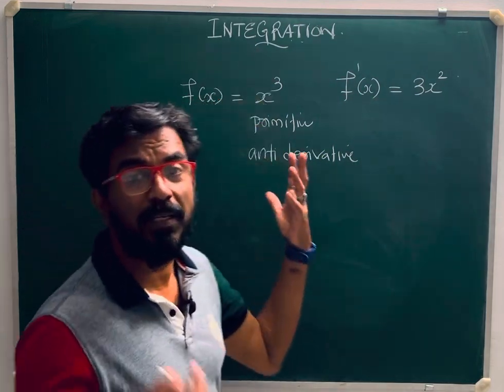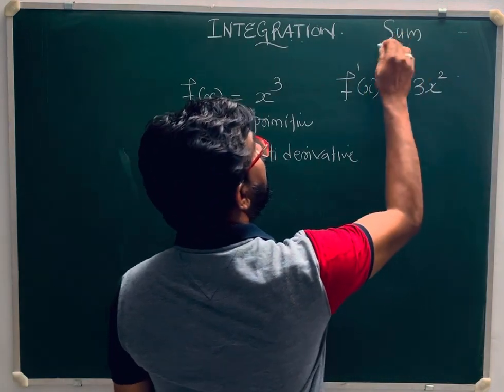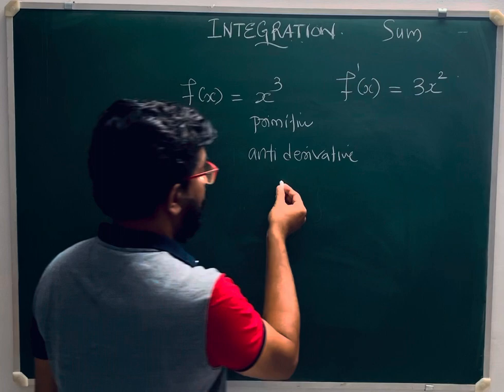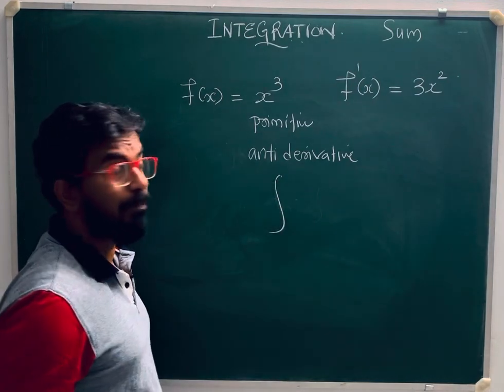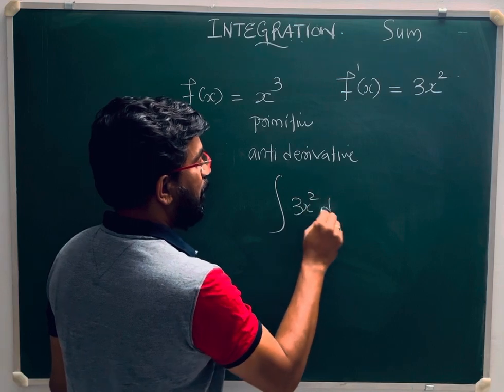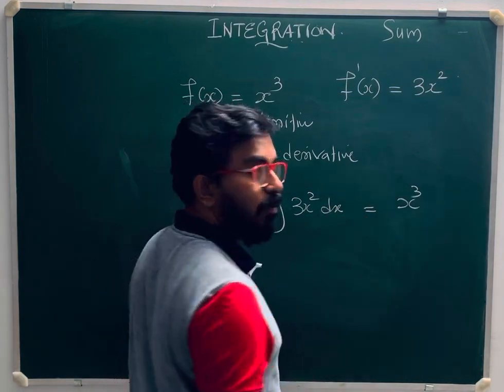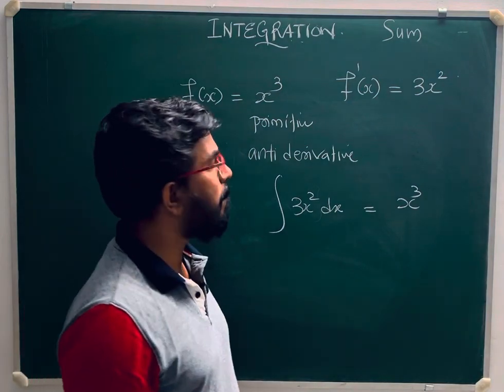Integration, the word meaning is sum. Sum means S-U-M. This letter S, its elongated form is this one. So this is the symbol we use. So if you integrate 3x square dx, as per our definition, this should become x cube. Of course, it is going to be x cube only.